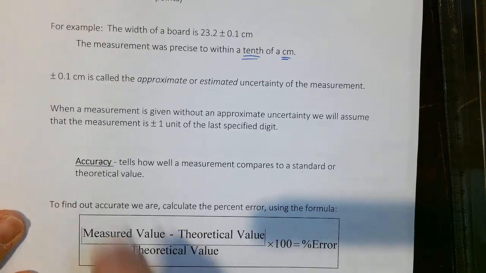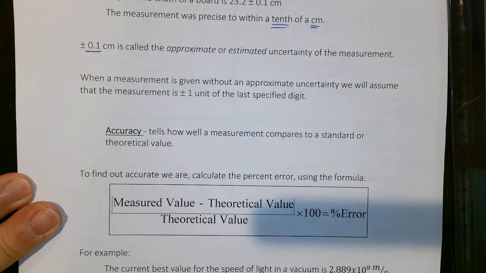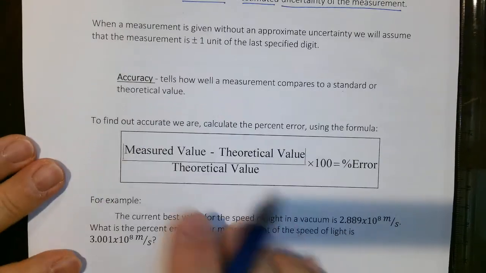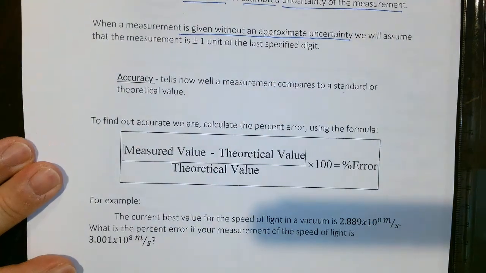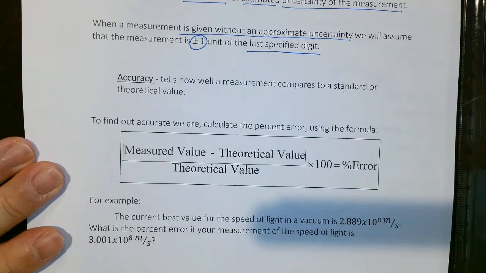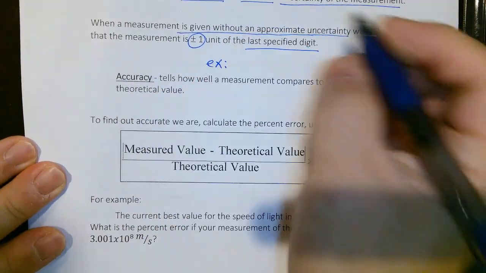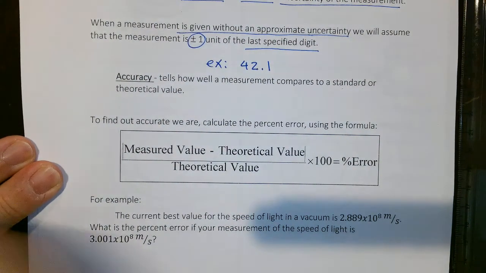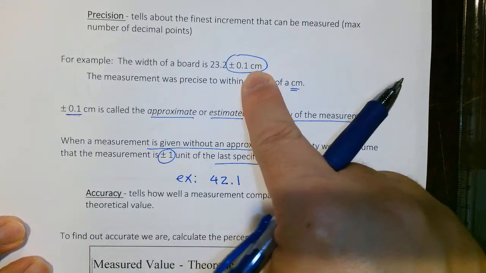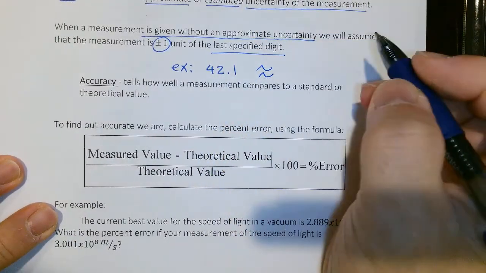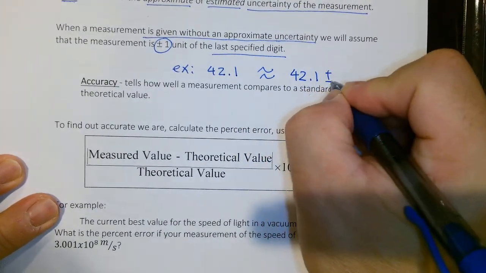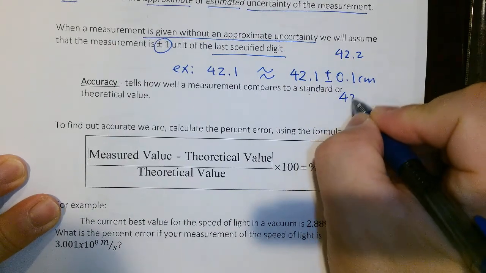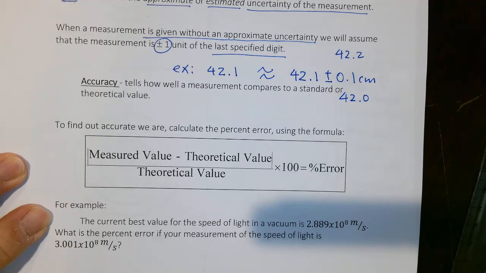Plus or minus 0.1 centimeter is called the approximate or estimated uncertainty of the measurement. So when a measurement is given without an approximate uncertainty, then we just assume plus or minus of the last specified digit. For example, if I were given 42.1 and there's no uncertainty value given, then this can be translated into 42.1 plus or minus 0.1 centimeters. So this can be 42.2 or it can be 42.0 as your measurement.